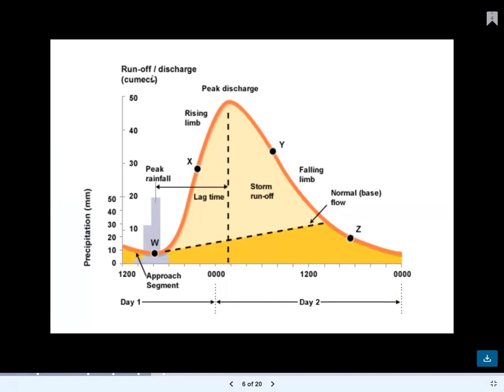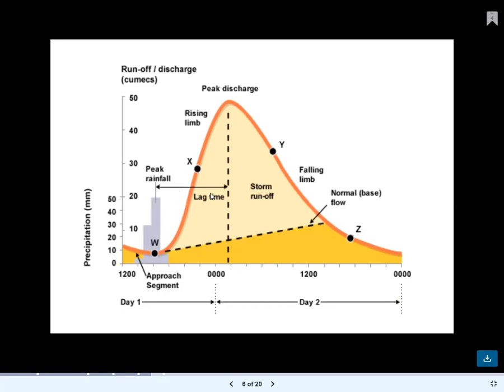Okay, so this is showing runoff or a discharge in a catchment. You can see the highest point is denoted as peak discharge, and the left side is the rising limb, and the right side is the falling limb. Okay, so peak discharge is nothing but the highest point of that discharge. Then it is divided into the peak rainfall and lag time. Okay, so in a rising limb, the peak rainfall is a respective point, that is denoted by W, and the interval from the peak rainfall to the peak discharge is the lag time.